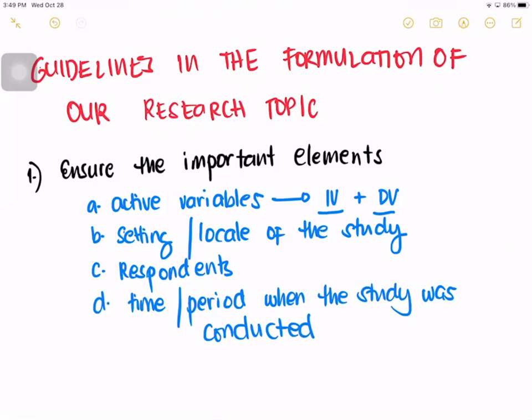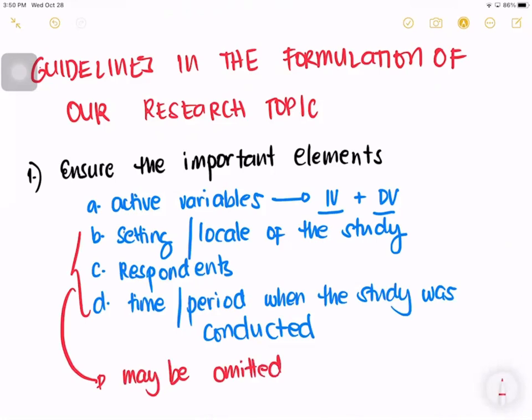However, I would just like to emphasize that these three elements here may be omitted. They may be omitted if the title is already too long or too lengthy, so we might remove those things. But again, do not forget to always include your active variables in your study.